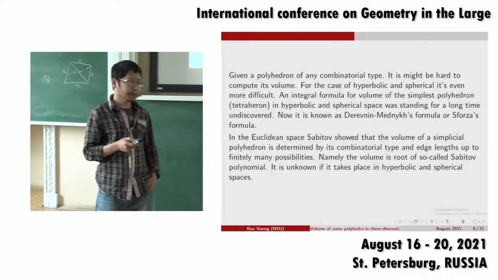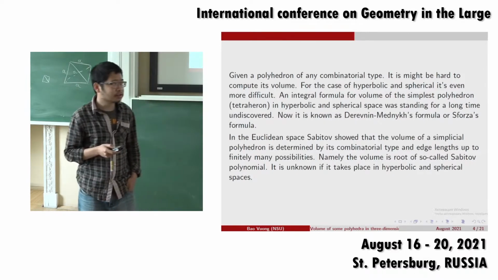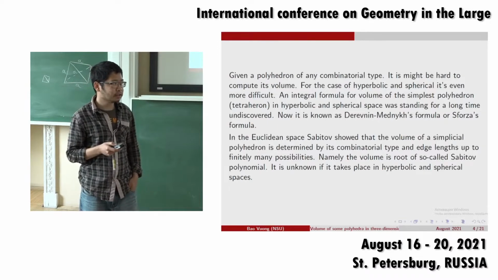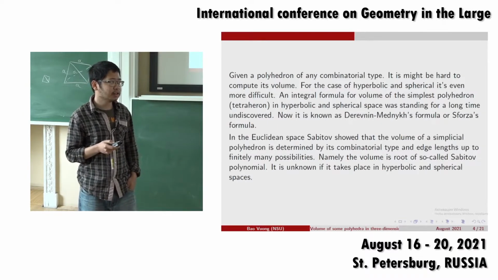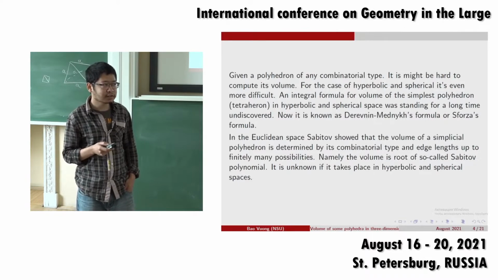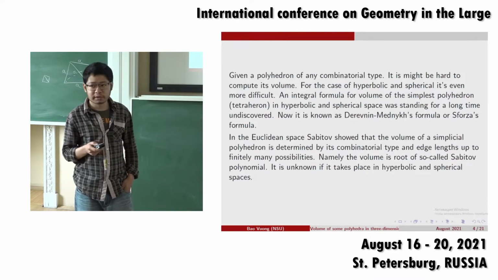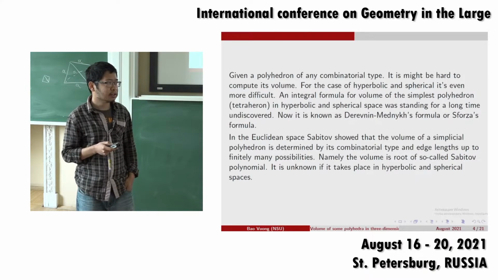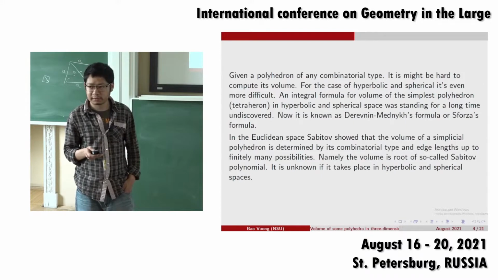In Euclidean space, Sabitov showed that the volume of a simplicial polyhedron is determined by its combinatorial type and edge lengths up to finitely many possibilities. Namely, its volume is a root of the so-called Sabitov polynomial. It's unknown whether this takes place in hyperbolic or spherical spaces.